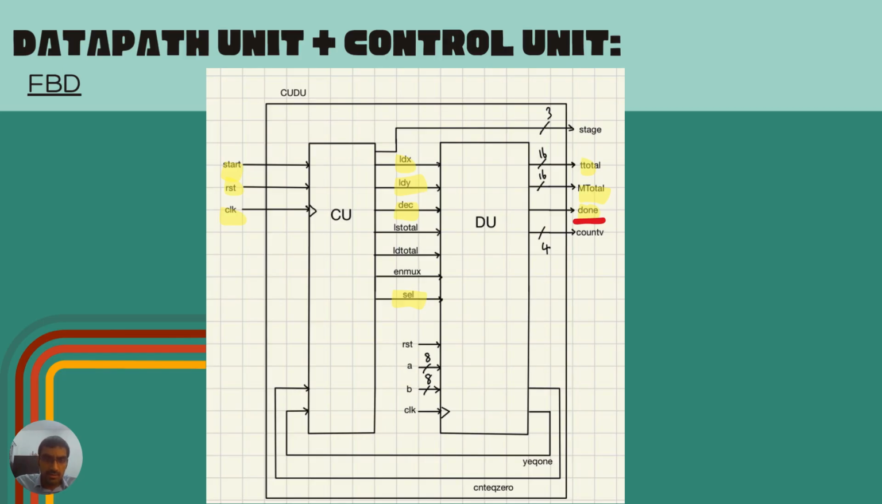As you can see, SEL, DEC, LDX, LDY all go as input to the DU along with the parameters A and B input, which we are multiplying. After the calculation is done, it comes out as T total, and the done flag becomes 1. When the done flag becomes 1, we know that the result has been confirmed.